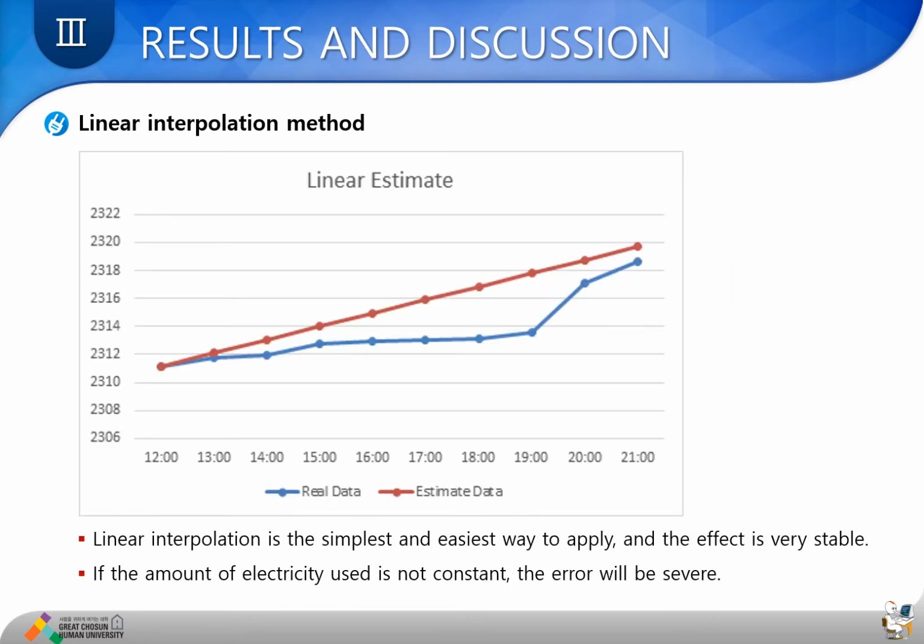The linear interpolation method estimates the missing section by dividing it into a constant, so the graph estimates it in a straight line. However, the actual data is subject to error because of change in usage over time. This linear interpolation method would be a good fit if the amount of change in usage was constant in a fixed time zone. Linear interpolation can be calculated quickly and simply, while saving resources such as CPU and memory.